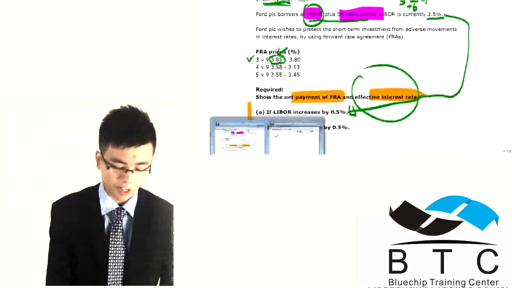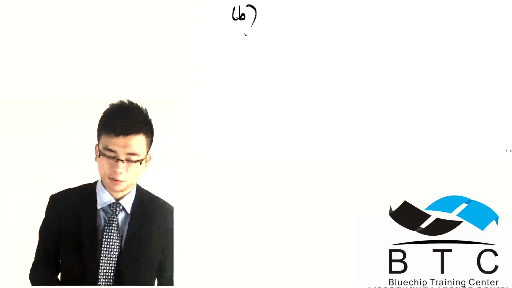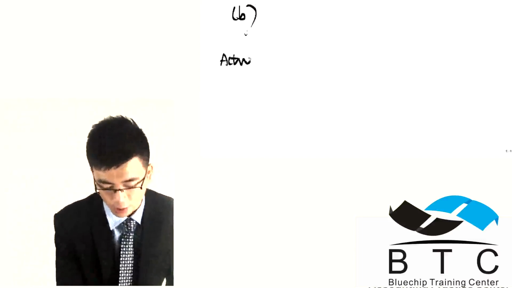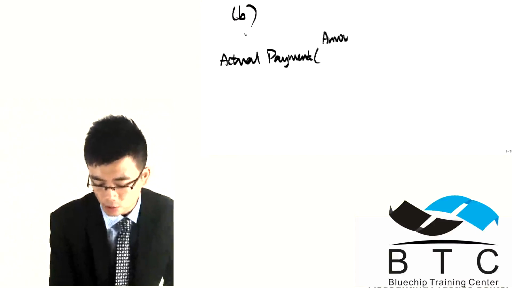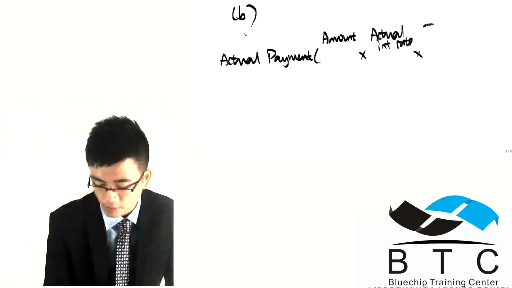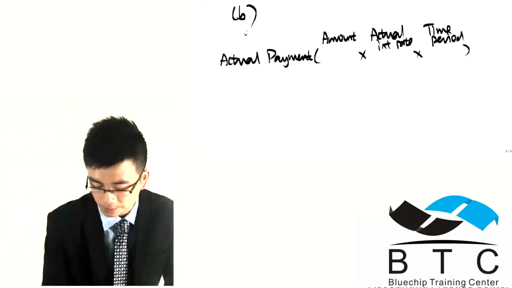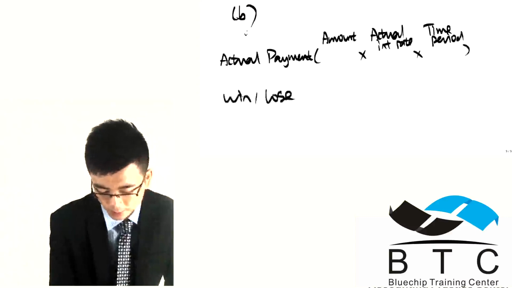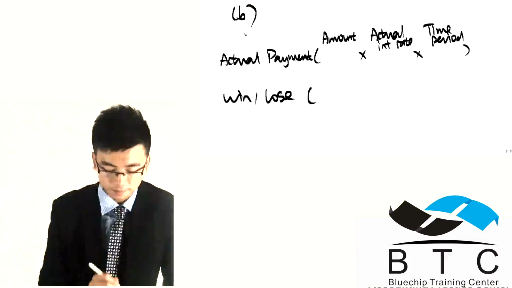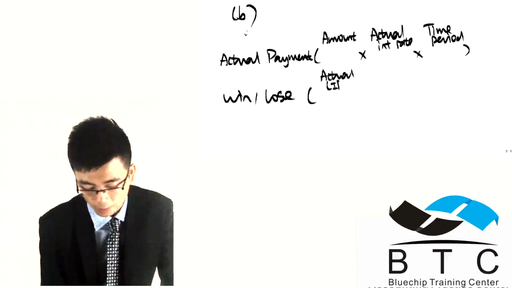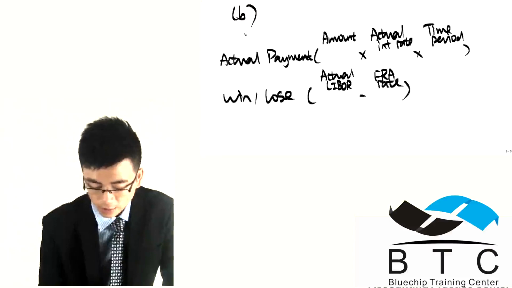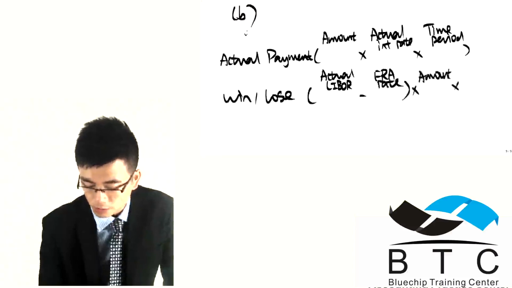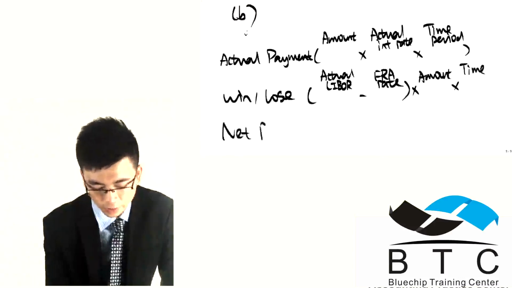If the LIBOR decreases by 0.5%, I'm going to show you here the pro forma firstly. It's about the actual payments because we're going to borrow some money. Of course, you can work that out: the amount multiplied by the actual interest rate multiplied by the time period. Then the win or loss: you're going to take the actual LIBOR minus the FRA rate, multiplied by the amount, multiplied by the time period, and then you can get your net payment.